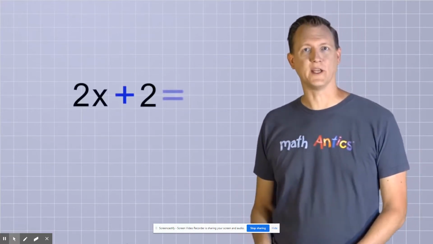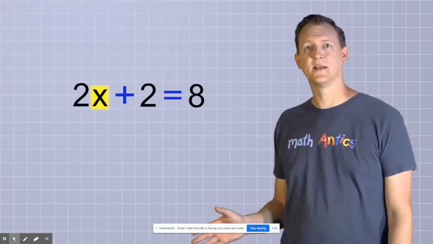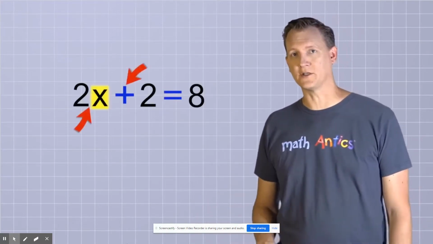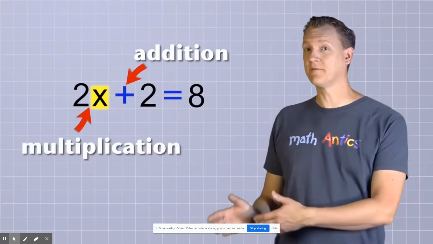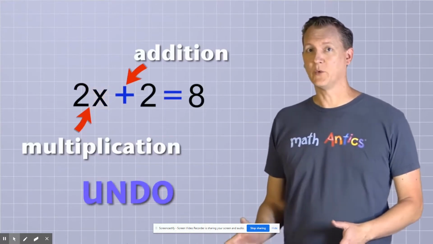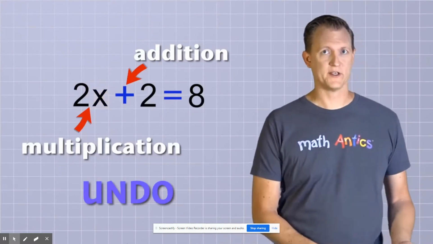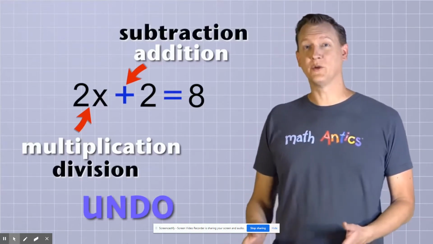2x plus 2 equals 8. In this equation, the unknown value, x, is involved in two different operations, addition and multiplication, which is implied between the first two and the x. And to undo those two operations, we need to use their inverse operations, subtraction and division. But the question is, which one should we do first?